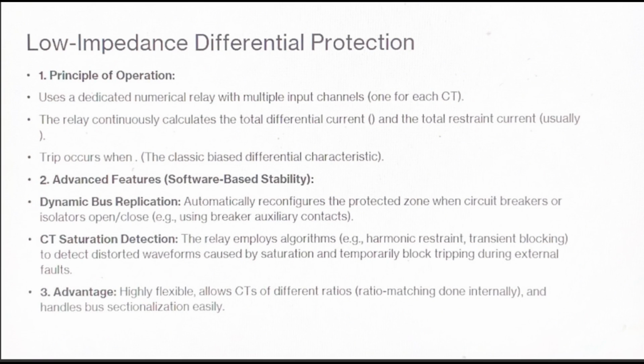CT saturation detection: the relay analyzes the current waveform for distortion using algorithms like harmonic restraint to detect saturation. If saturation is detected during an external fault, the relay temporarily blocks the trip. Dynamic bus replica, this is the key. The relay uses auxiliary contacts from isolators and breakers to automatically, logically redefine the protection zone whenever the bus structure is switched. This flexibility allows CTs with different ratios to be used as the relay handles ratio matching internally. So that's all.